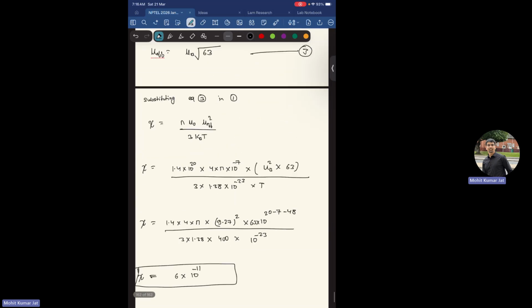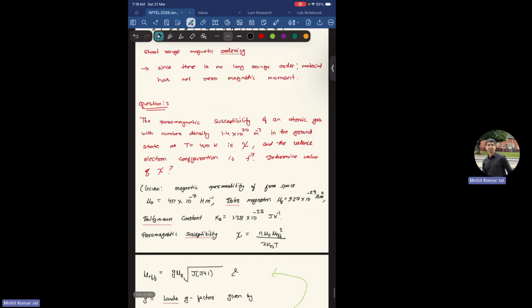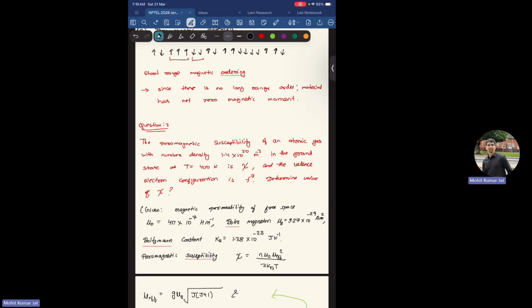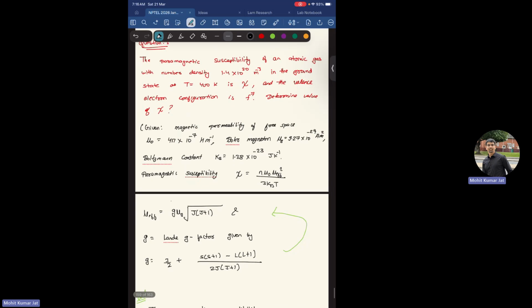So when approaching this kind of problem, first you have to estimate the quantum numbers S, L, and J. If you know the quantum numbers, you can estimate the Lande g factor. Knowing g, you can estimate the mu effective, and once mu effective, density and temperature are known, you can estimate the magnetic susceptibility easily using this formula for paramagnetic materials.